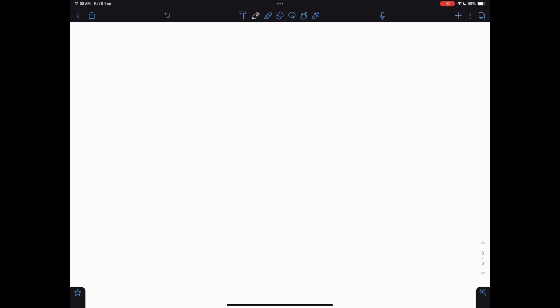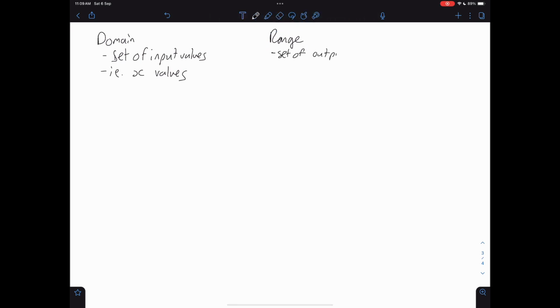So now we'll move on to things like the domain and the range. So the domain is essentially a set of input values, i.e. x values. The range is the set of output values, i.e. your y values.